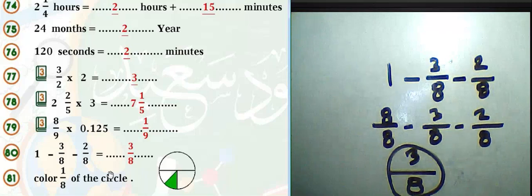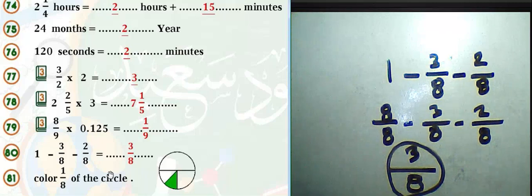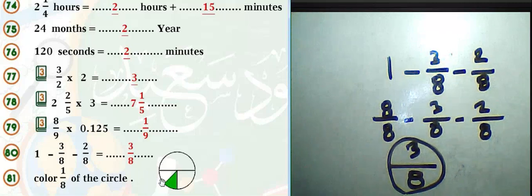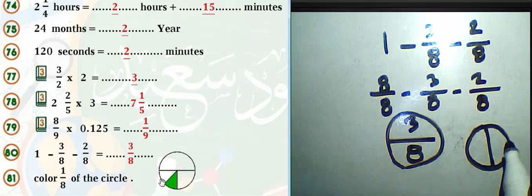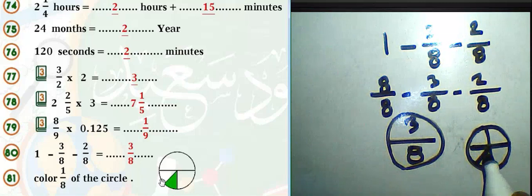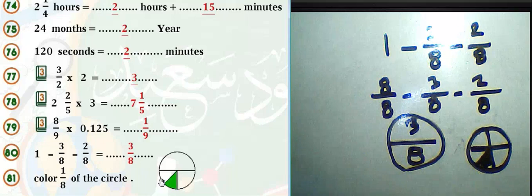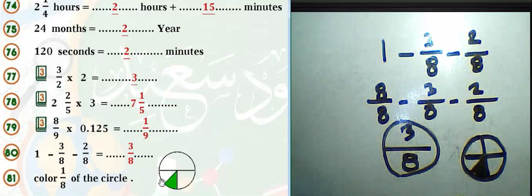Color 3 over 8 of this circle. We can color here because you are asked to color each part of the circle. You color this part of the circle.